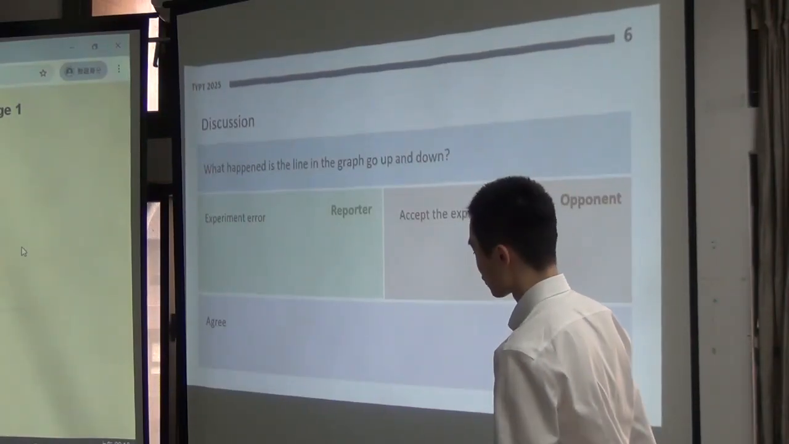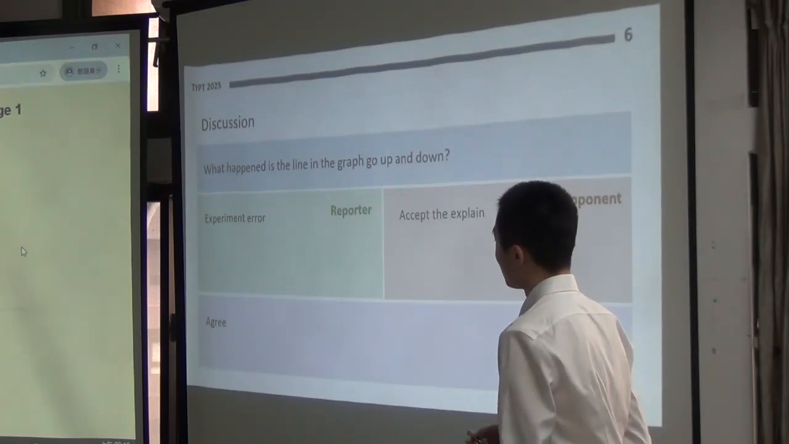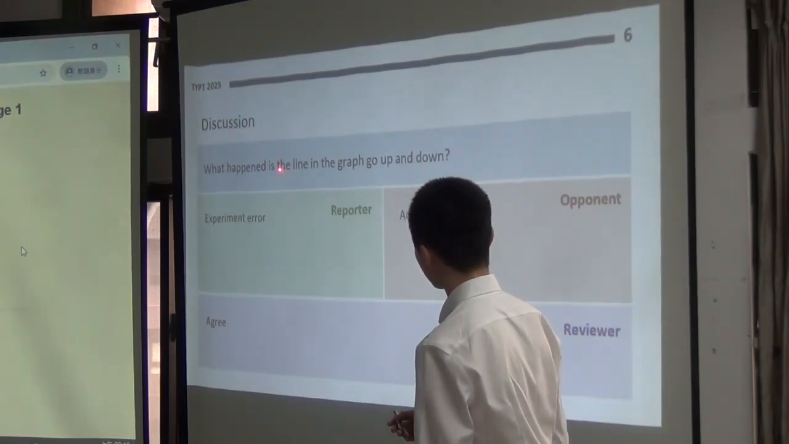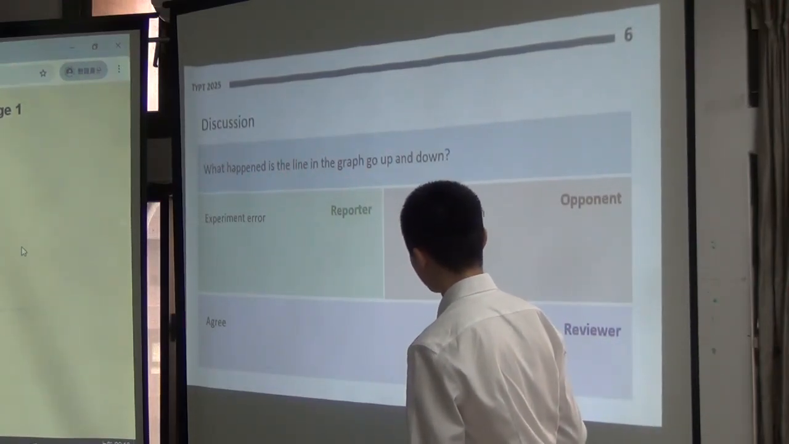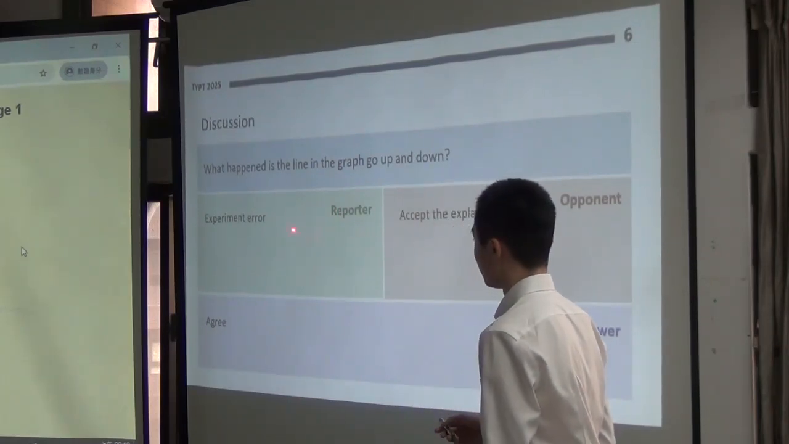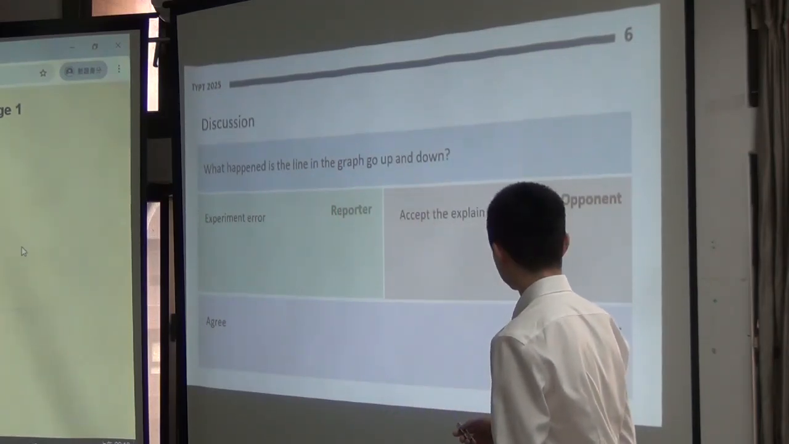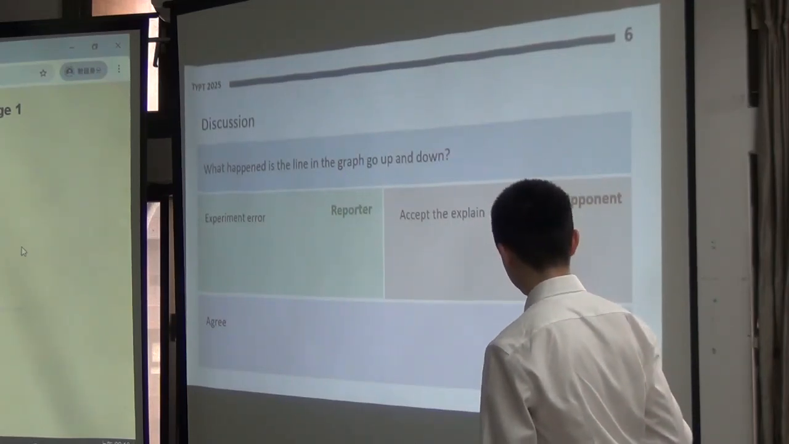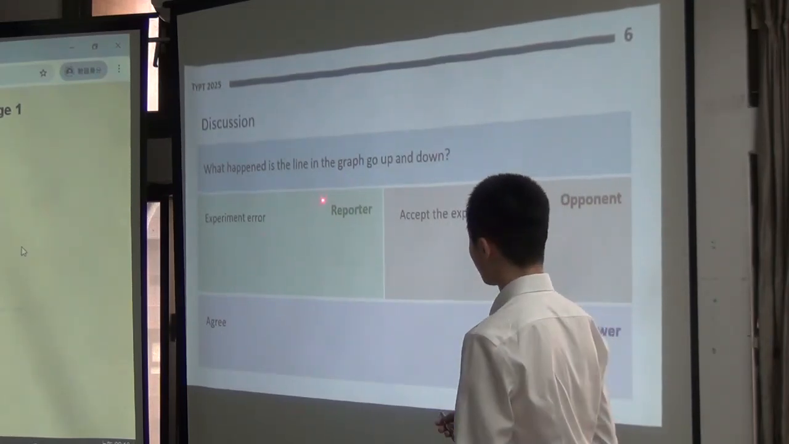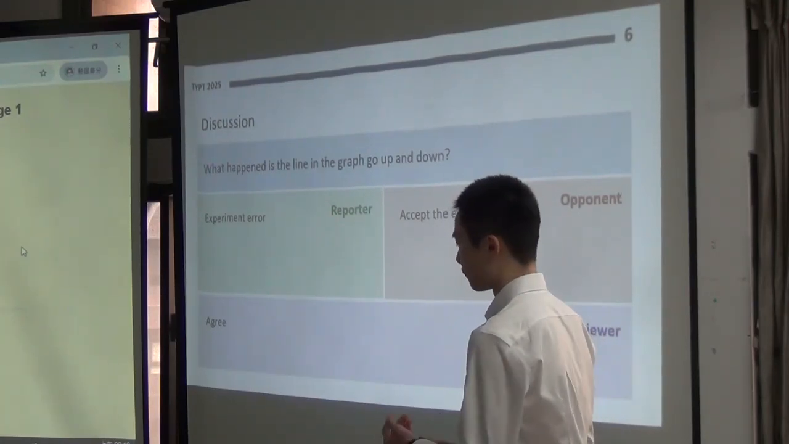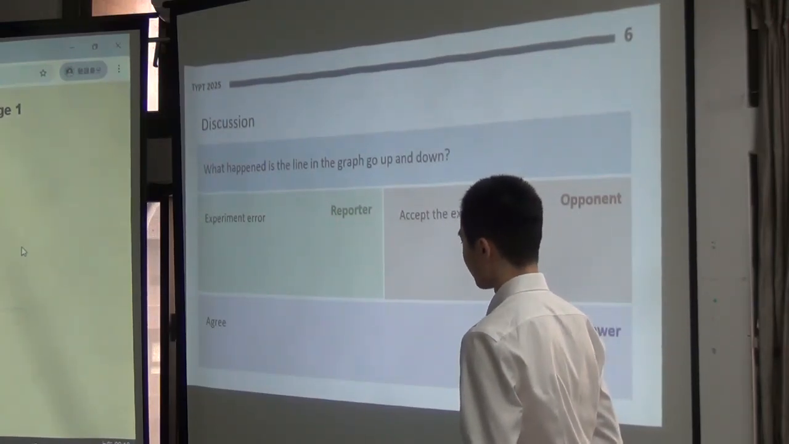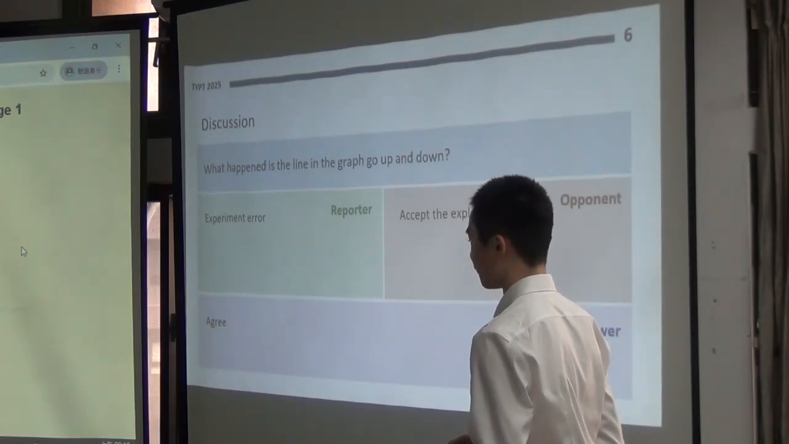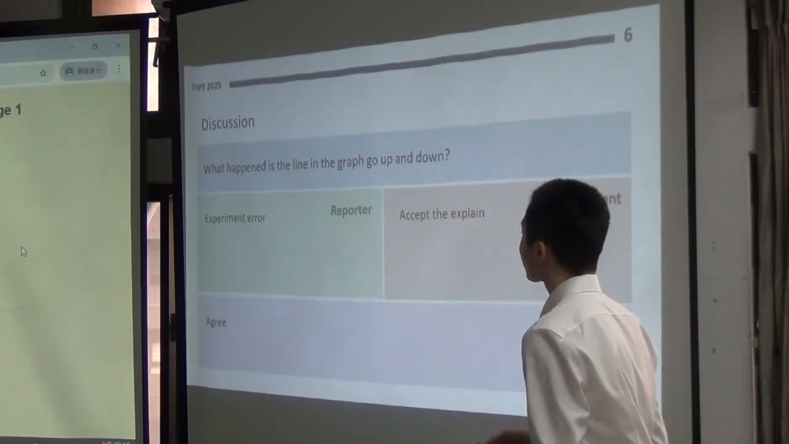And for the discussion between reporter and opponent, the first question is what happens if the graph goes up and down? The reporter says that might be experiment error, and the opponent accepts the explanation. And for the reviewer, I agree with the reporter, but I think there may be some reasons such as it's not linear or something else.